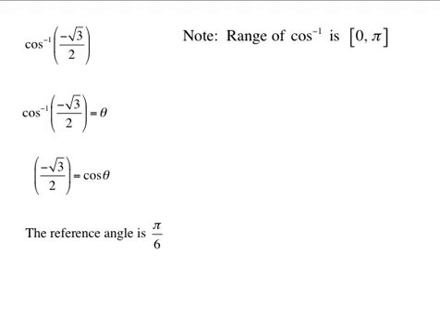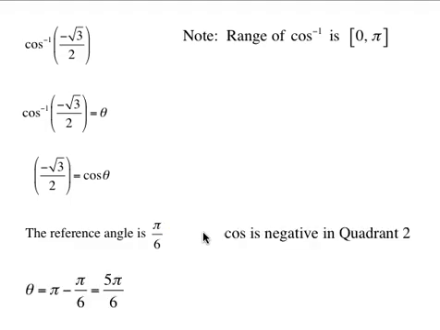But my range is from 0 to pi. In the first quadrant, cosine is positive, so I've got to bounce that to the second quadrant. So my answer will be pi over 6 in the second quadrant, or pi minus pi over 6, which is going to be 5 pi over 6. So the inverse cosine of negative root 3 over 2 is 5 pi over 6.